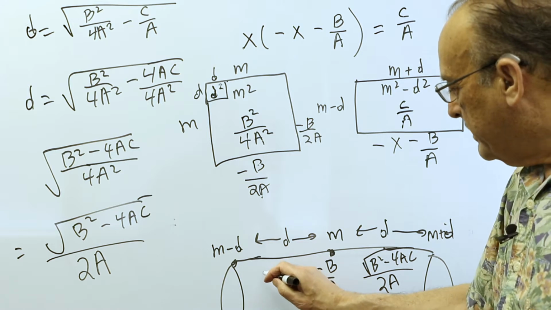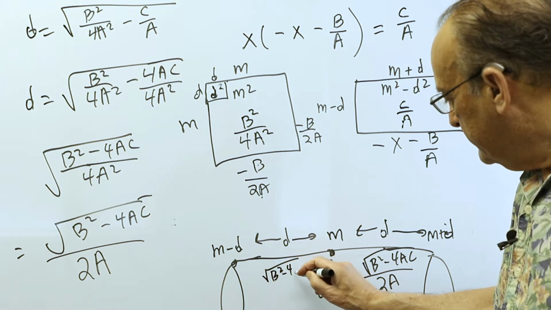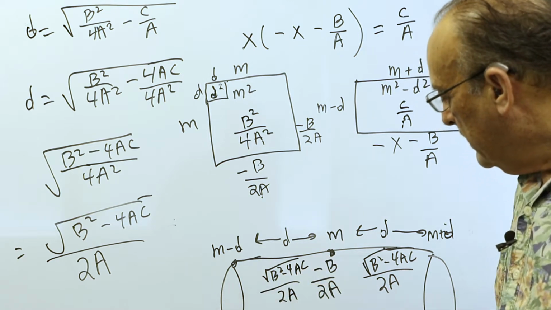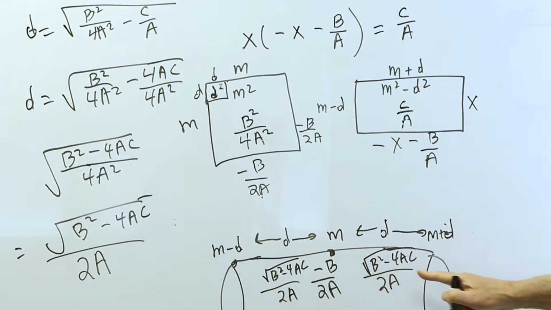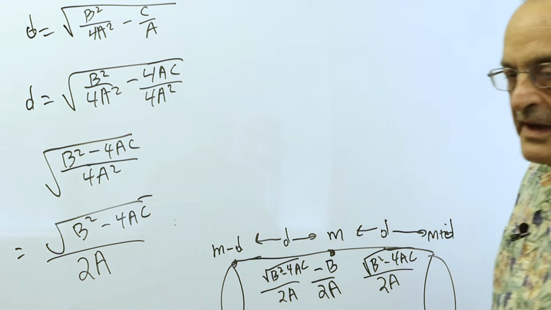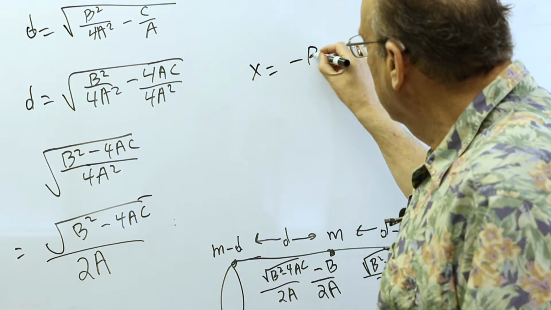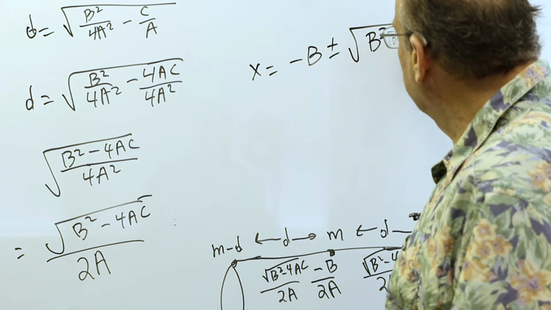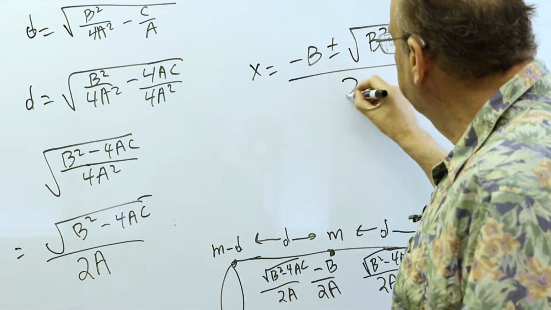And same thing here. So if I add these two guys, I get one answer. If I do this minus this, I get the other answer. Okay, so our final result is x equals negative b plus or minus the square root of b squared minus 4ac all over 2a.